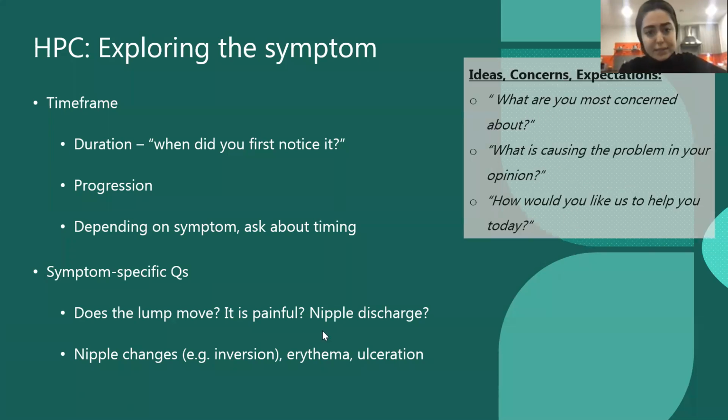So once you've asked your general systems review, you can move on to ideas, concerns, and expectations. This component of your history taking actually has a lot of marks. Some people prefer to ask it before exploring the symptom. Some people prefer to ask it right at the end of the consultation. What I usually do is try to save this, because in an exam setting you can just go blank or run out of questions, so you can always save this and ask it whenever you run out of questions. And these are some sample questions on what to say.